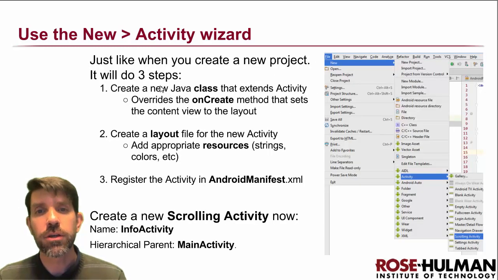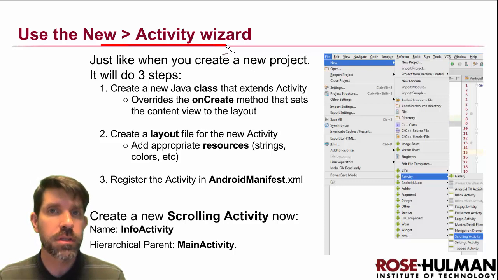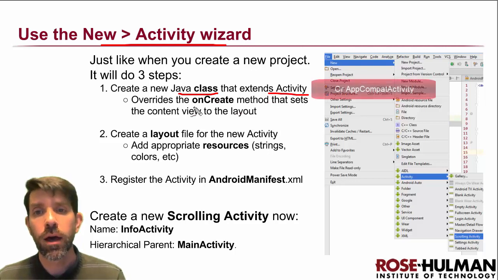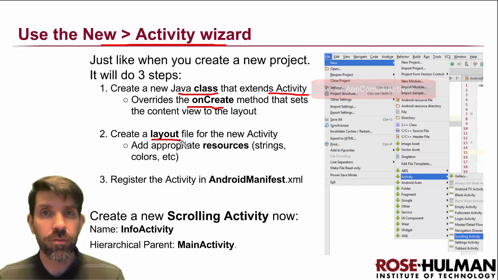All right, so to make one of these new activities, we're just going to use the activity wizard. Super simple to use. It's going to do three things for us. So the first thing is that it's going to create a Java class that extends activity, with everything that you need included in the onCreate, and that loads the layout, all that kind of stuff. Second, it's going to create the layout file.